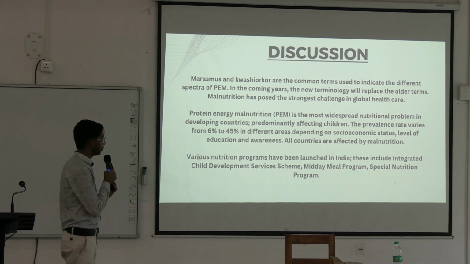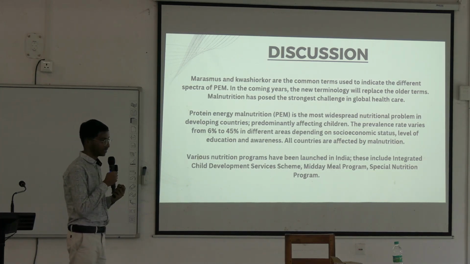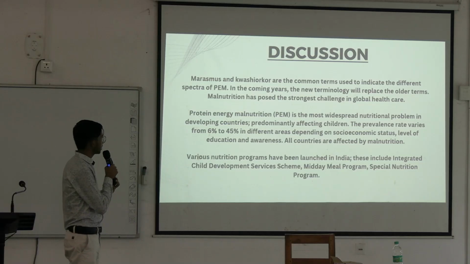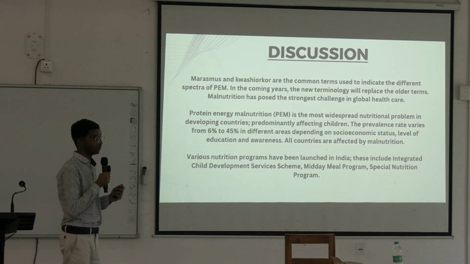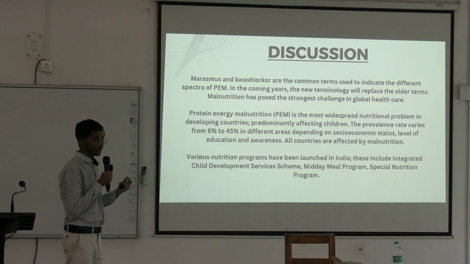So as we are talking about PEM, there are two main diseases which we are going to talk about: marasmus and kwashiorkor. Marasmus and kwashiorkor are the common terms used to indicate the different spectra of PEM. If we are considering PEM, then we can divide it into two spectra. One spectrum is marasmus and the other spectrum is kwashiorkor.